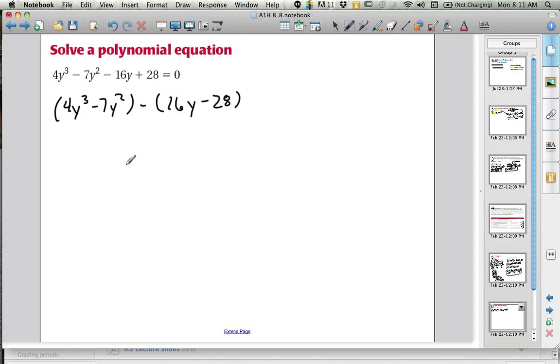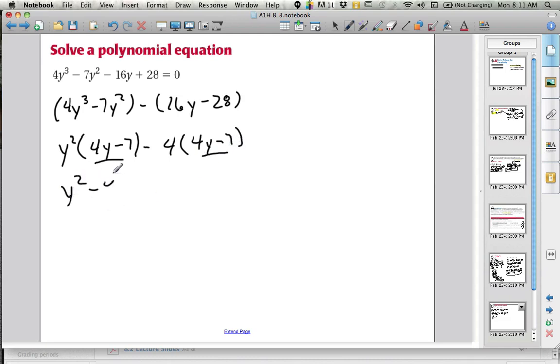And now I want to try to factor something out of this. I can factor a y squared out of this, so that becomes 4y minus 7. And then I can factor a 4 out of these. That becomes also 4y minus 7. So again, these are the same. So it meets my criteria.